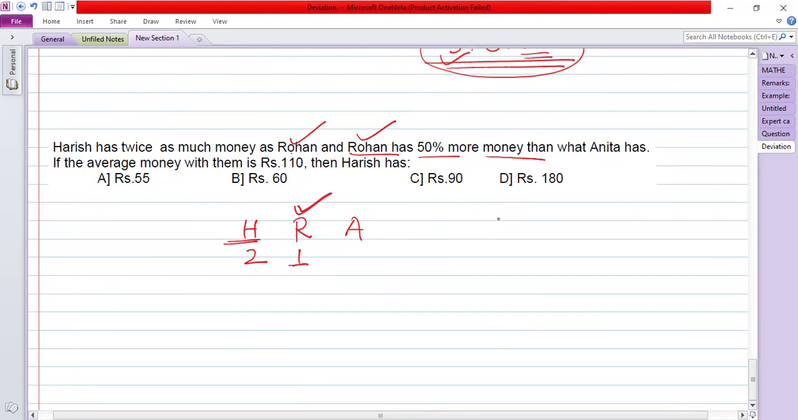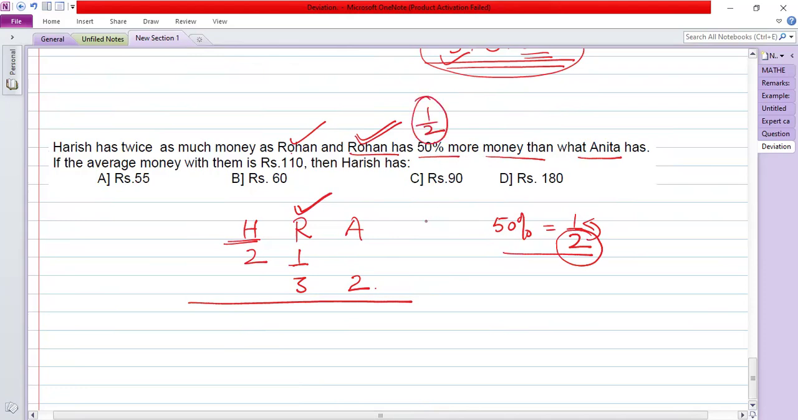Here 50% we can write as 1 by 2. So Rohan has 50% more than Anita. What is the meaning? The meaning is that if Anita has 2 units, then how many units will Rohan have? Rohan will have 2 plus 1, 3 units of money. Please mind, this is important: Rohan has 50%, meaning 1 by 2, more than Anita.